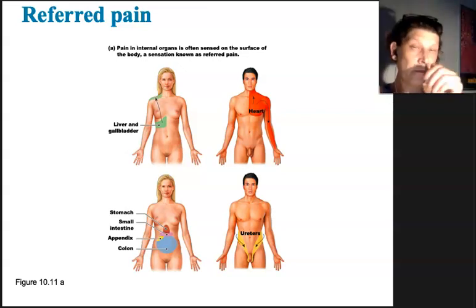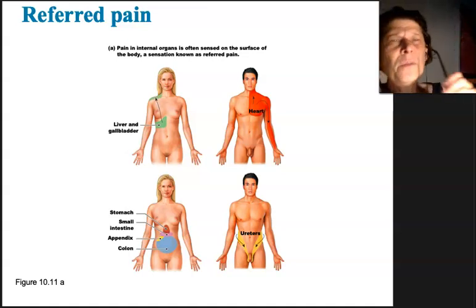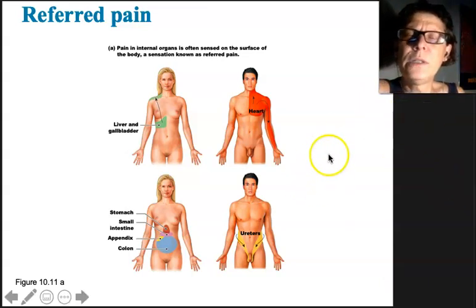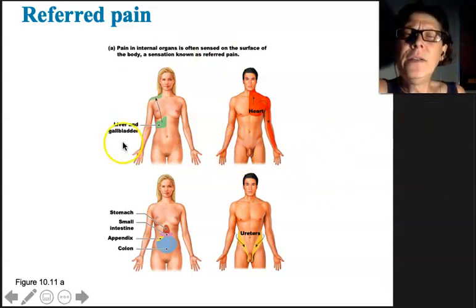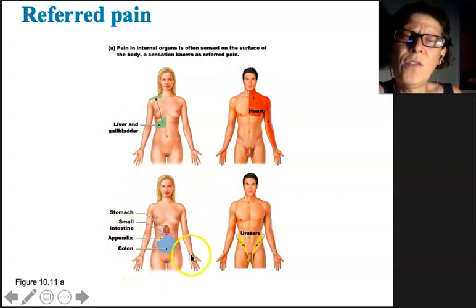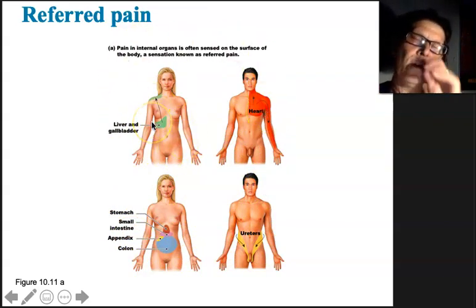Referred pain is another very fascinating concept. And referred pain really is about the map of the body. I've seen better pictures, but this is the one that you have in your book, figure 10.11. And your entire body has a map of these somatosensory receptors and receptor fields.